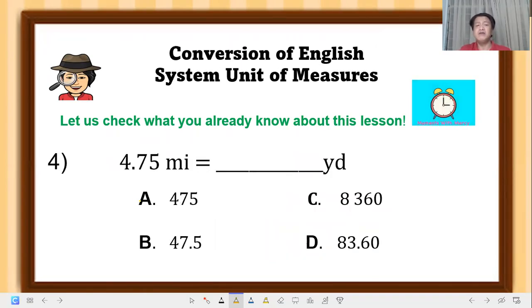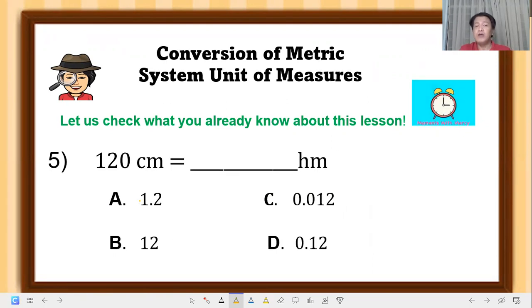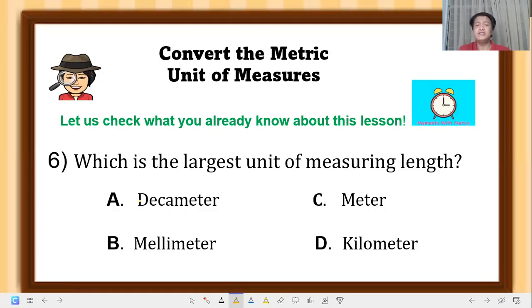And that is number 4. We have 4.75 miles is equal to blank yards. Okay, the answer is letter C, 8,360. Remember the conversion factor. And we have this: 120 centimeters is equal to how many hectometers? Okay, the answer is letter C, 0.012. Okay, and then let's have number 6. Which is the largest unit of measuring length? Is it decameter, millimeter, meter, or kilometer?